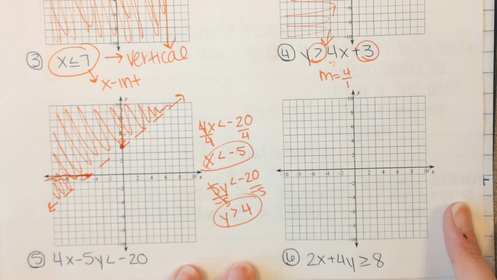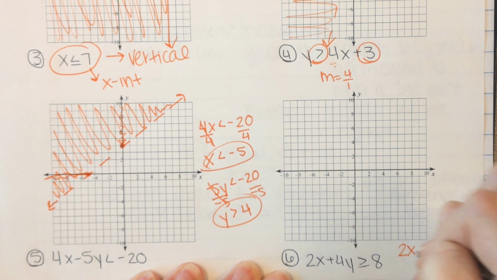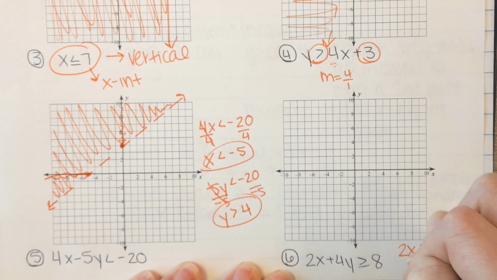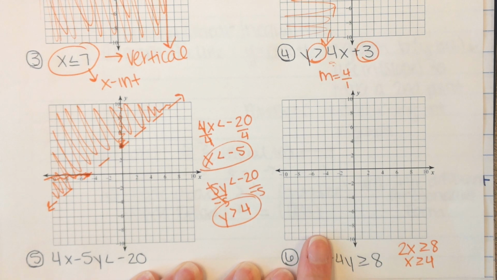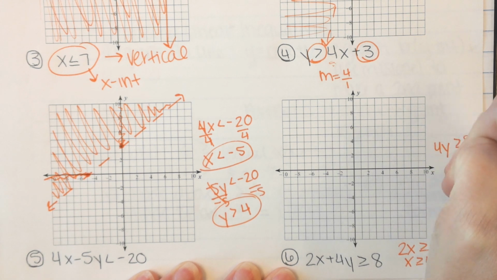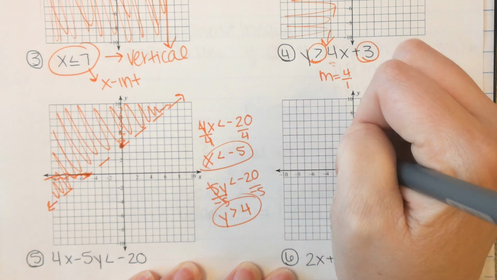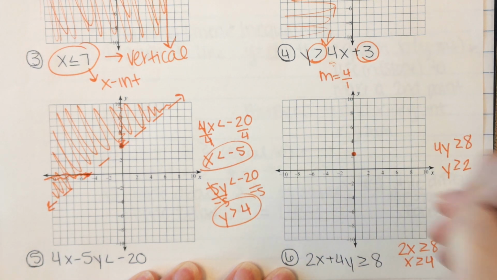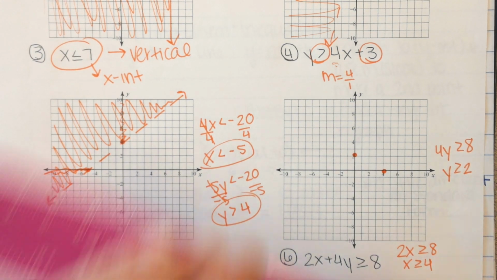All right, now we're going to do the same thing with number 6. So to find the x, we cover up y. So we have 2x is greater than or equal to 8, so x is greater than or equal to 4. Cover up the x to find y. We have 4y is greater than or equal to 8, so y is greater than or equal to 2. All right, so we go to 2 on the y, we go to 4 on the x.